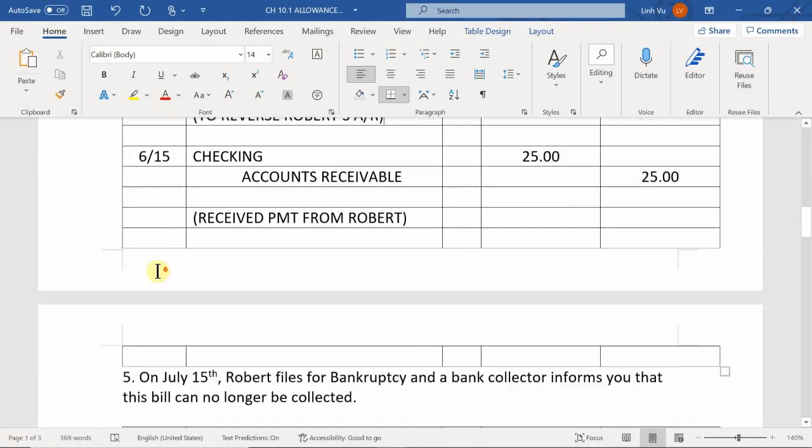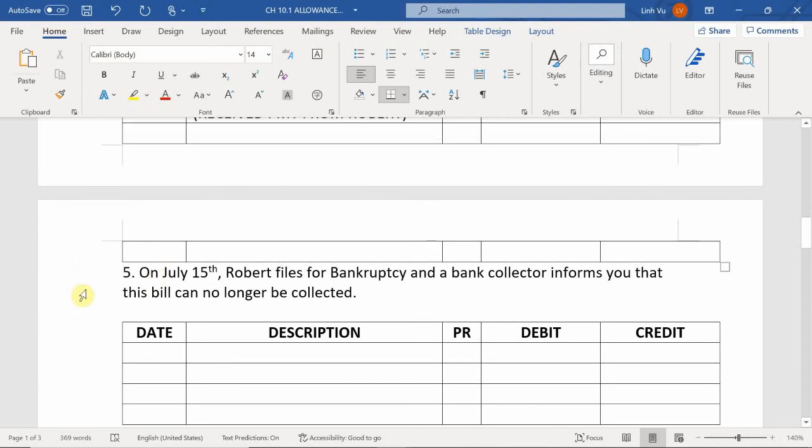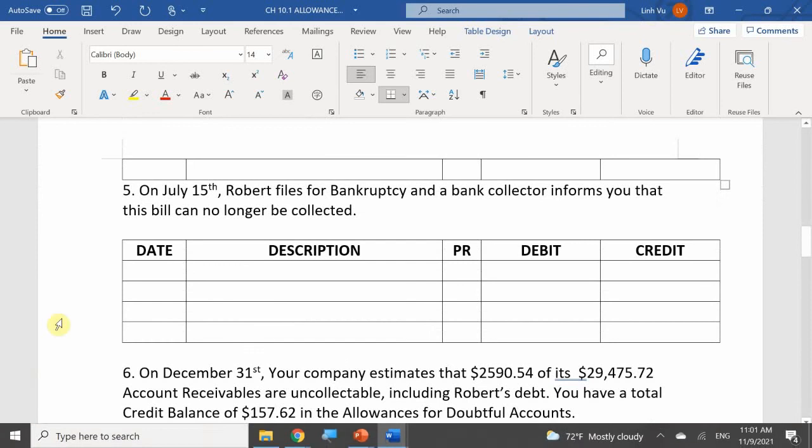Question number 5 says, then on July 15, Robert files for bankruptcy, and the bank collector informs you that this bill can no longer be collected. So it is now July 15, and the bank tells you this person has filed for bankruptcy, so they can no longer make payments and you need to close this account. Bad debts? No, not yet, because it's only July. So I have to deactivate his account one more time, right?